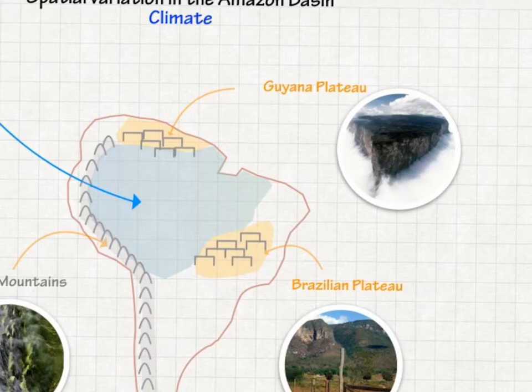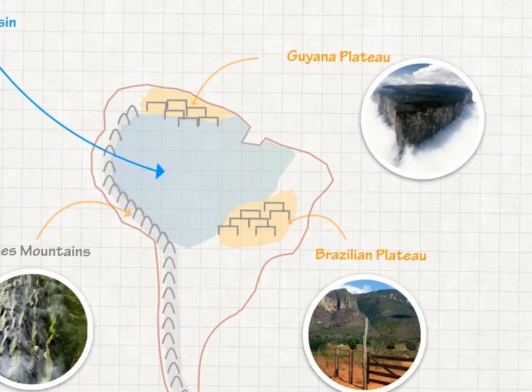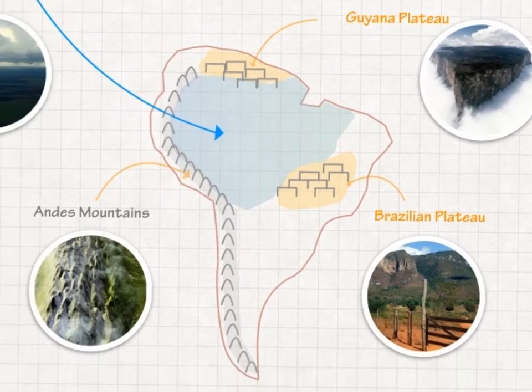In New Zealand, our wind goes from west to east. It comes from Australia, but in the Amazon basin, it's going the other way. It's coming off the ocean and causing orographic rainfall on the eastern side of those plateaus.